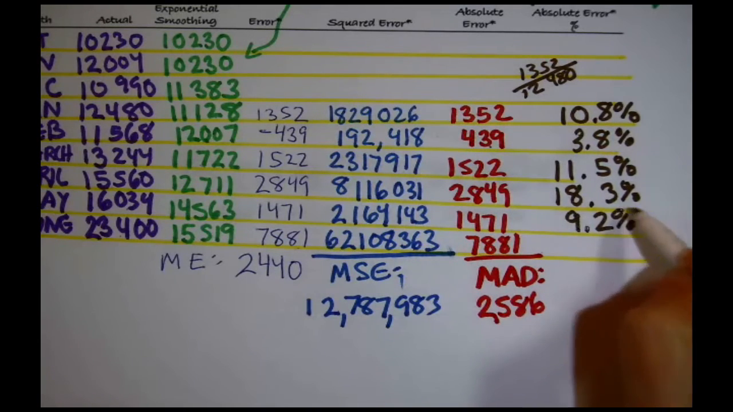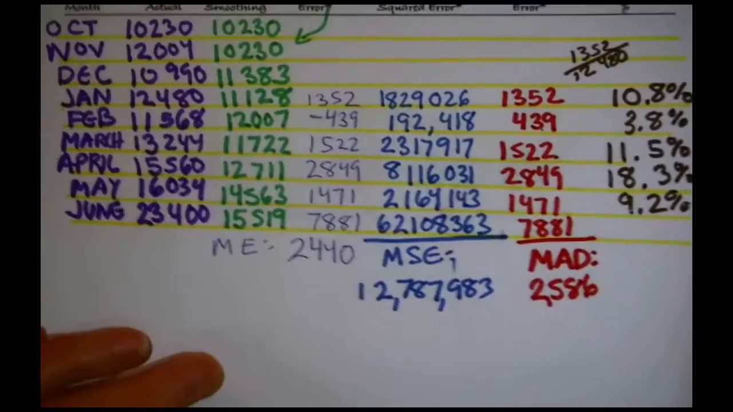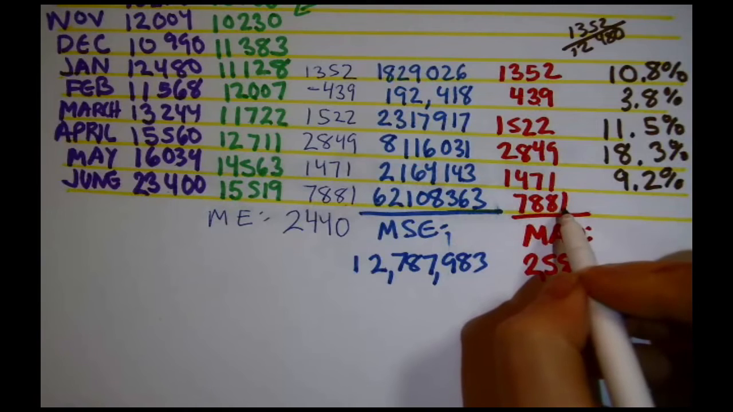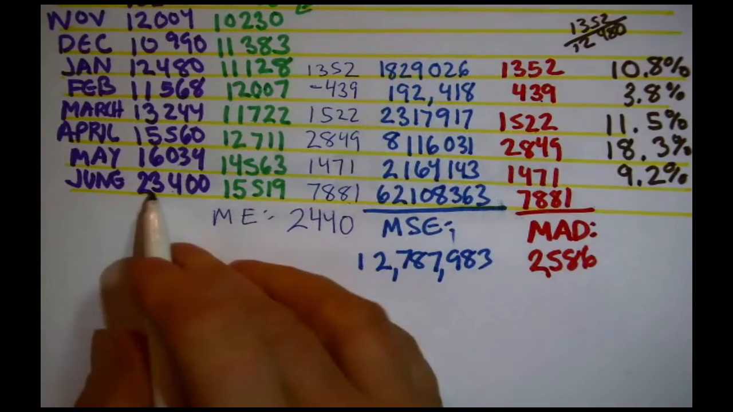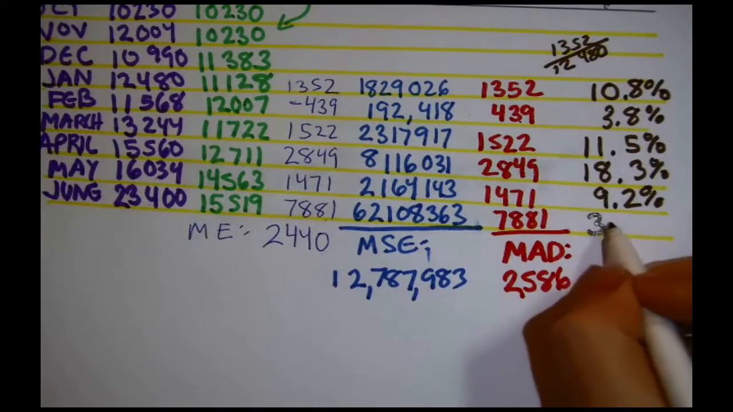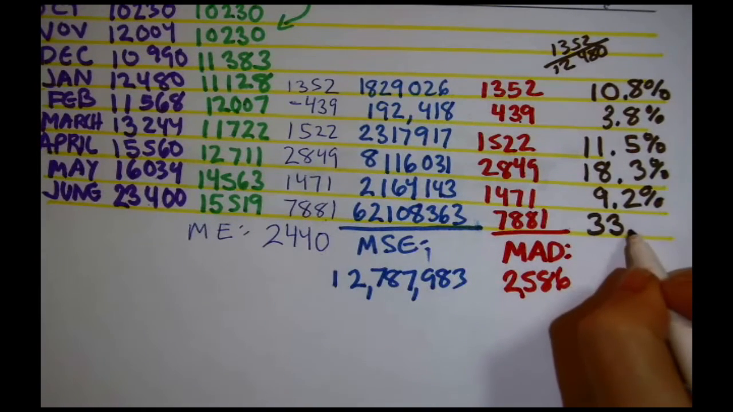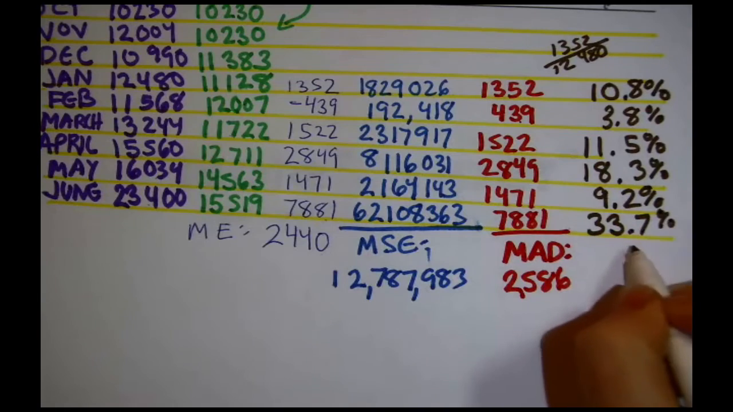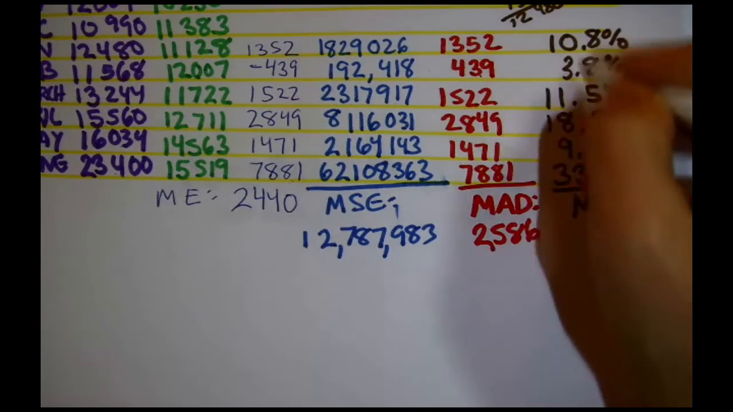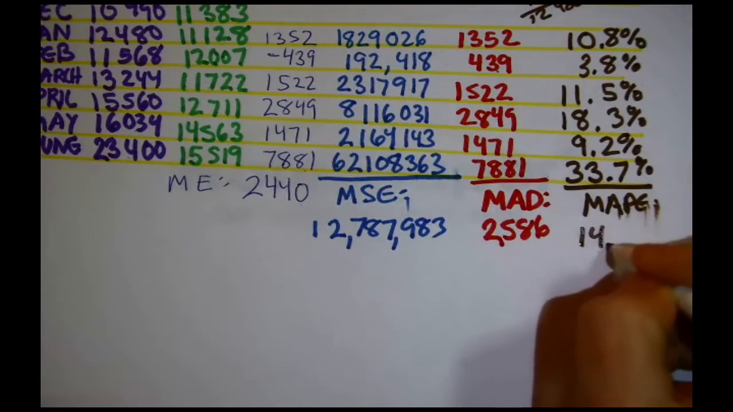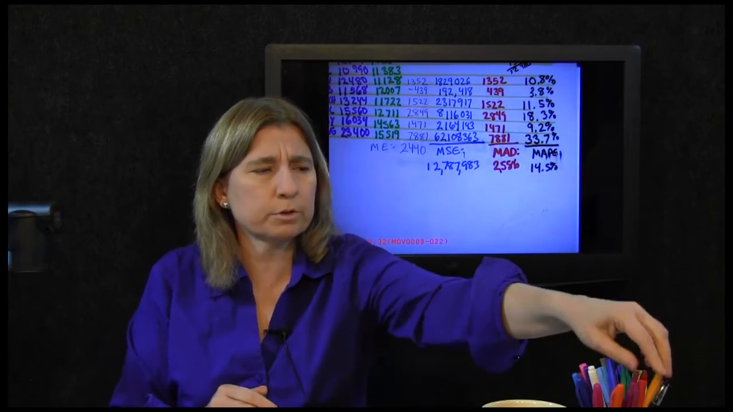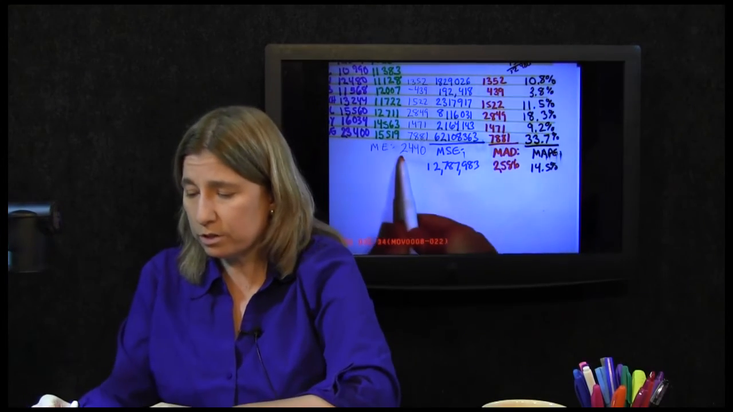But unfortunately, in June, if you take the 7,881, that was our absolute error, and you divide it by 23,400, we are off by 33.7%. Mean absolute percent error is just averaging all of these. I get 14.5%. Okay, now these are four performance measure readings.